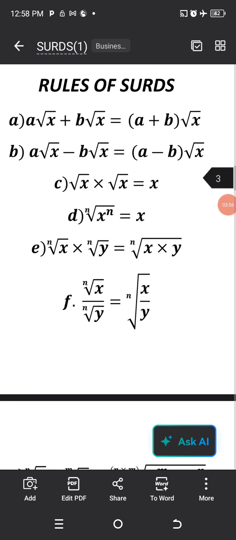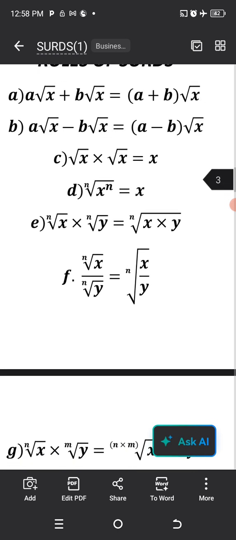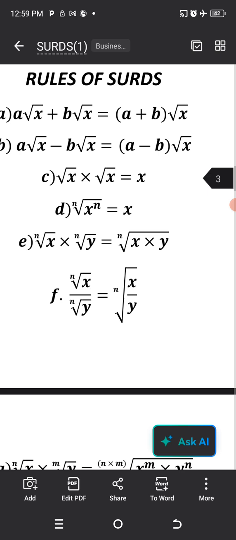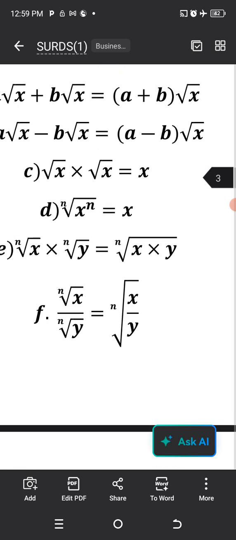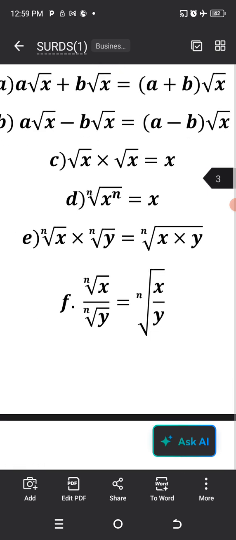So C says that what? When you are multiplying two same surds together, the expression will definitely give you x, the same number that is inside that root form. That is, square root of x multiplied by square root of x will definitely give you x. Another thing is that d.